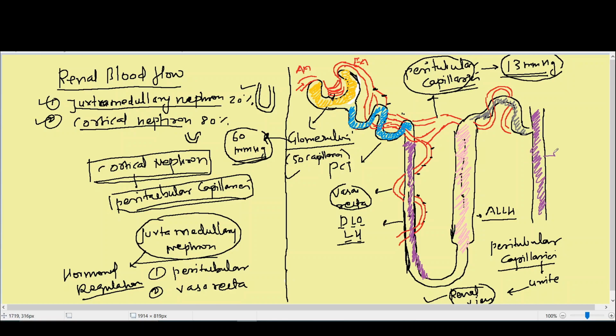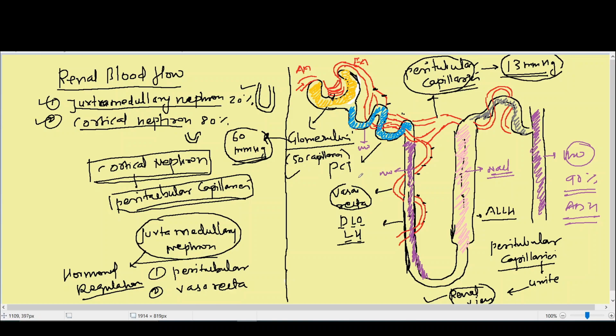Now the specificity is that this is meant for water absorption. 90% of water absorption takes place here with the help of ADH. The rest of the water is also absorbed here and here. Here there is the absorption of salt. So this is the basic structure of how renal blood flow takes place. I told you that when released from the glomerulus, blood moves from the efferent arteriole to form the peritubular capillaries and loop of Henle. I hope you understand this topic.